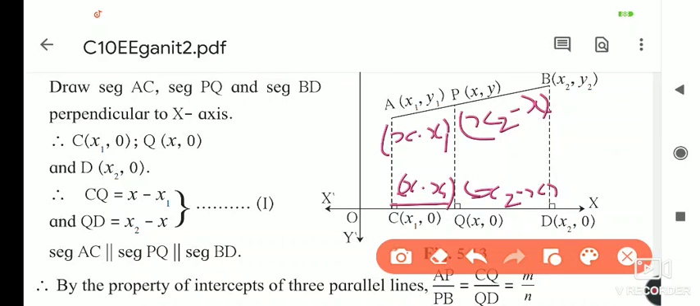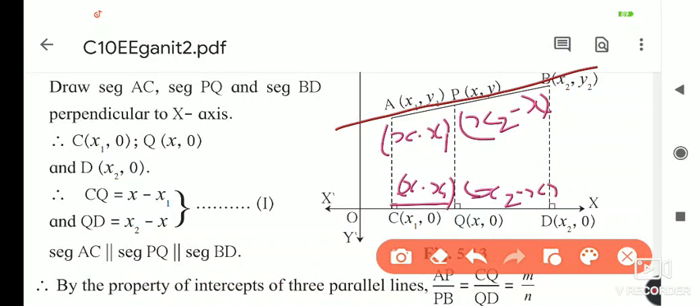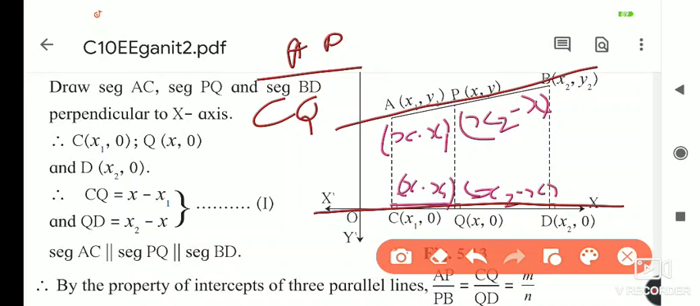Okay, because these are parallel lines, and we have seen above that if three parallel lines are intercepted by a transversal, here AB is a transversal and CD is a transversal, then the intercepts made by the three parallel lines on the transversals are proportional, that is AP upon CQ is equal to PB upon QD. That is why this is the same.